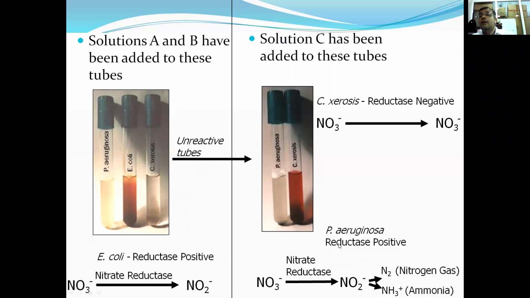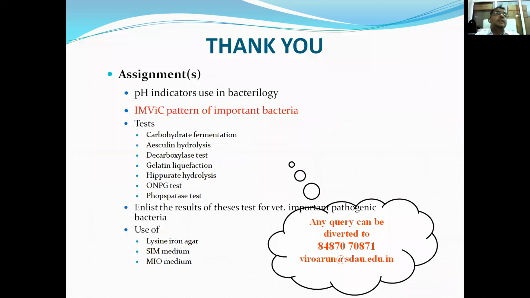They have a strong reductase enzyme, and because of this strong and potent reductase enzyme, what will happen? This nitrate is reduced beyond nitrite, and that will produce nitrogen and ammonia like this. So that's why there is no presence of the nitrite that we are trying to assess by our solution A and B. That's why, even though there is no color production, this test is considered a positive.